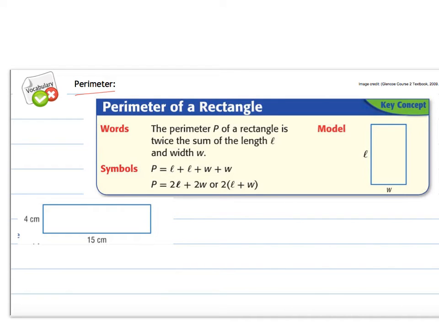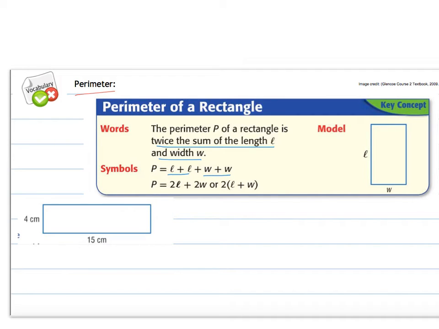For a rectangle, in words, it's described as twice the sum of the length and the width. So that helps us write an equation, knowing how we read words. So twice the sum of the length and the width. So you can do it a couple of different ways. You can do 2 of the lengths plus 2 of the widths.